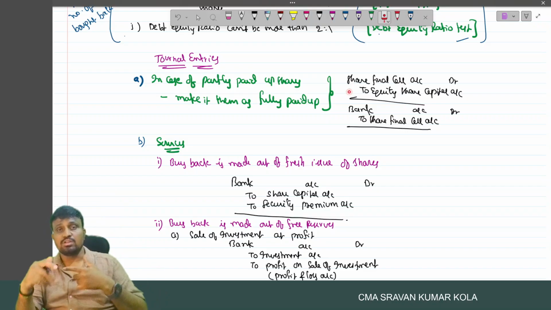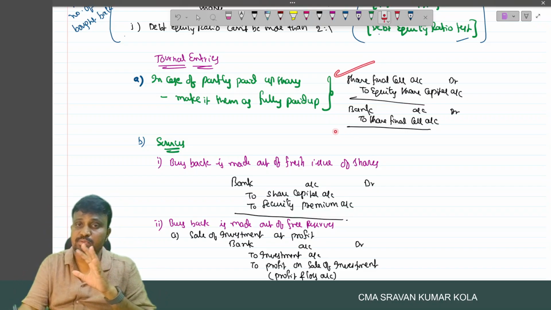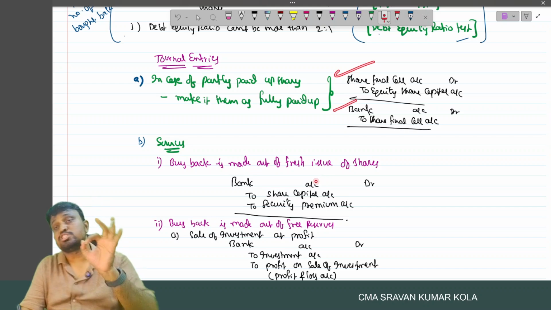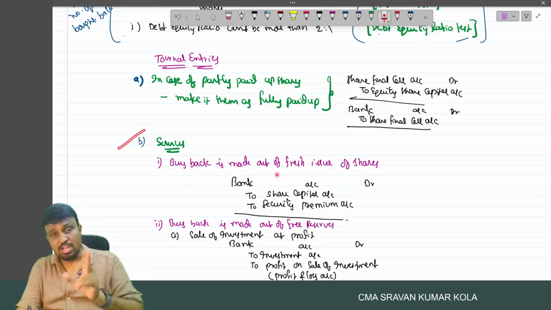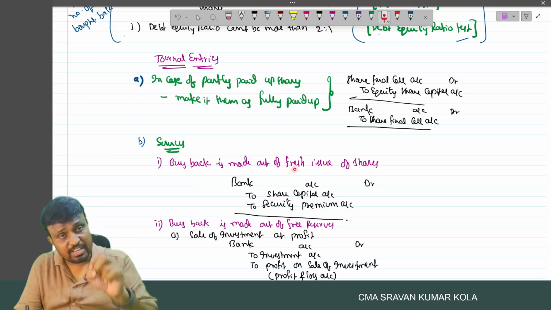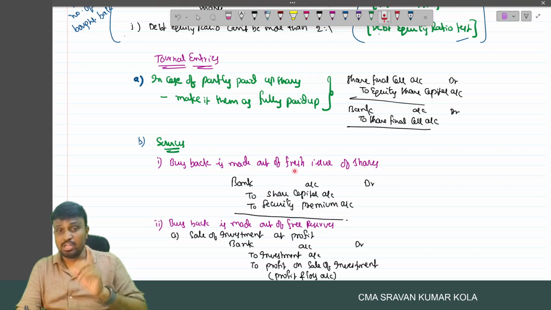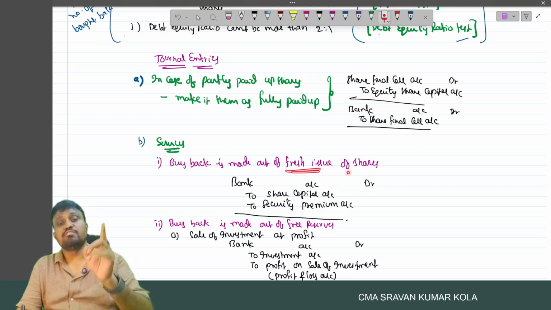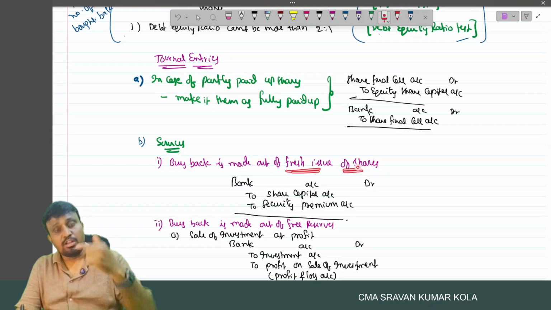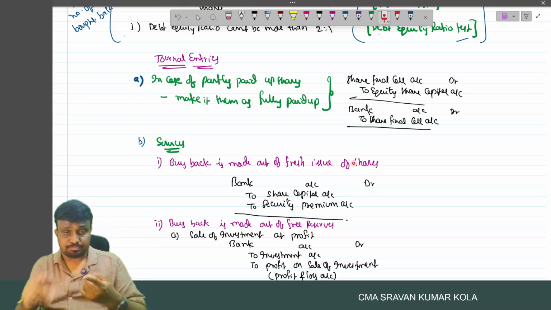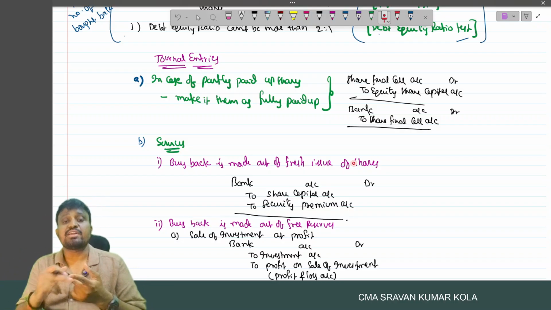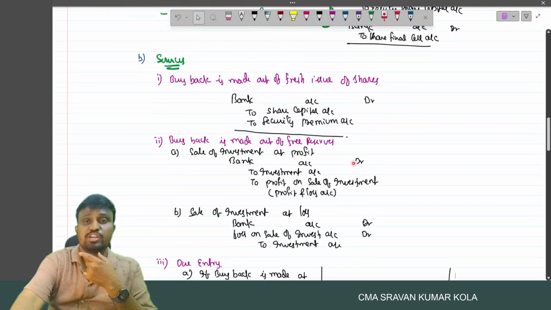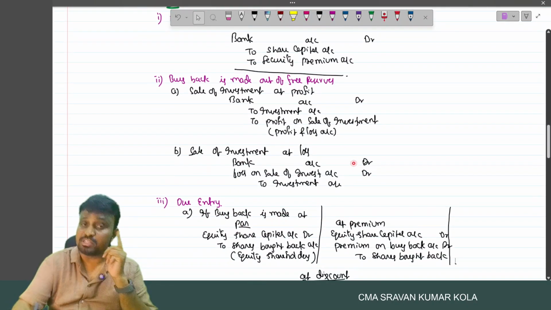First, demand the final call. Share final call account debited to share capital, and then bank account debited to share final call account. The second one, verify the sources: whether buyback is made out of free reserves or fresh issue of shares. If the buyback is made out of the fresh issue of shares, then for the issue of shares we write the entry: bank account debited to share capital if the shares are issued at par, or bank account debited to share capital and securities premium if the shares are issued at premium.